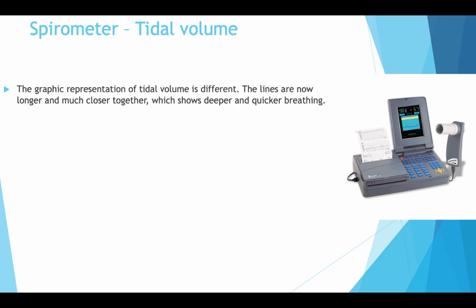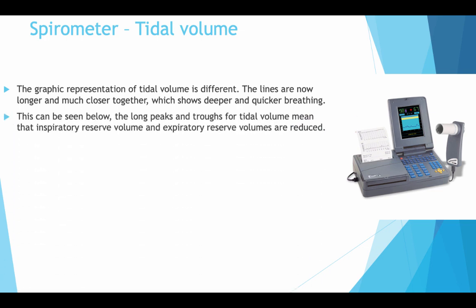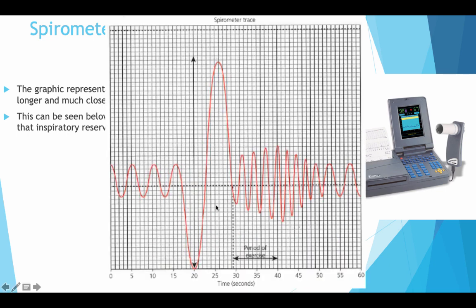The graphic representation of tidal volume during exercise is slightly different. The lines are now longer and much closer together, which shows deeper and quicker breathing. This can be seen below. The long peaks and troughs for the tidal volume mean that inspiratory reserve volume and expiratory reserve volume are reduced. As you can see here, this is the change when the athlete starts exercising. The peaks and troughs become shorter as the breathing rate increases.